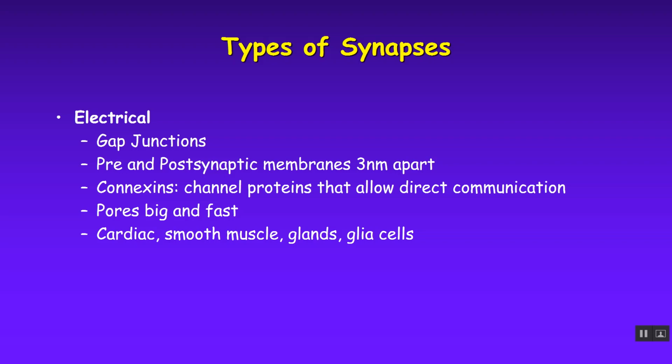You have a pre- and a postsynaptic cell membrane that get really close together, and you have pores or channels made up of proteins called connexins. It's a channel protein that allows the direct flow of ions and current from one cell to another, basically through an open tube. Big and fast. These are important especially when cells have to contract at the very same moment in a coordinated fashion.